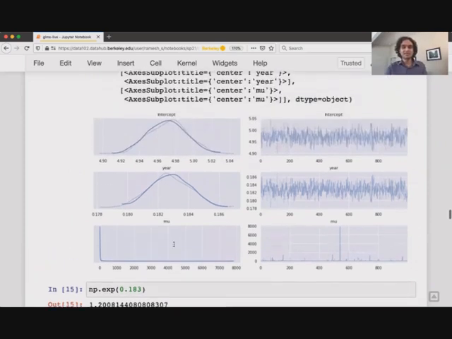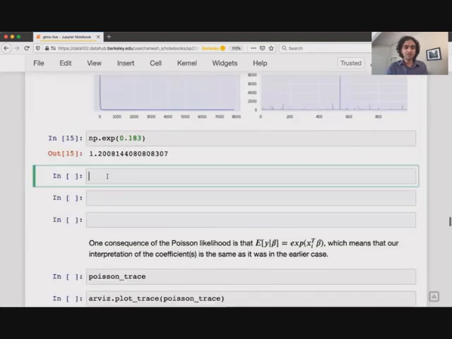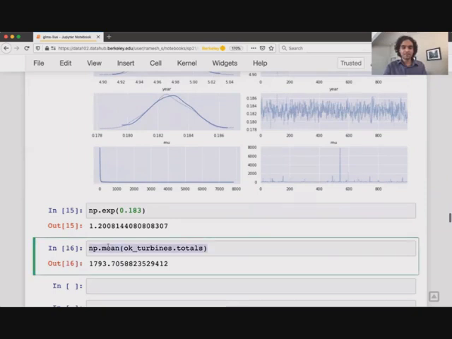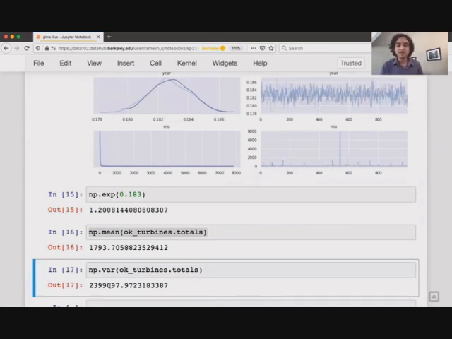So let's actually look and see if that's true. What did I call the y column? It was totals. So if I look at turbines totals, and let's look at the mean. The mean is this. Now look at the variance. The variance is way, way bigger than the mean, right? So this means that the assumption the Poisson distribution is making is way, way off. The variance is like four orders of magnitude bigger than the mean. So it's definitely not a good fit to be using the Poisson distribution.